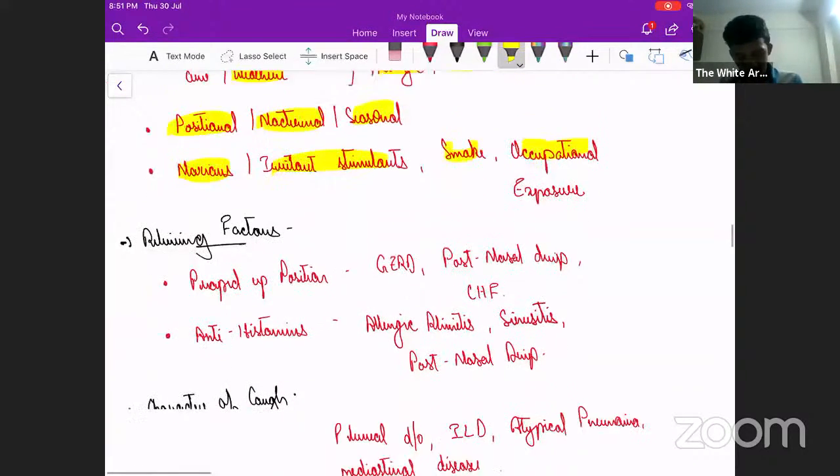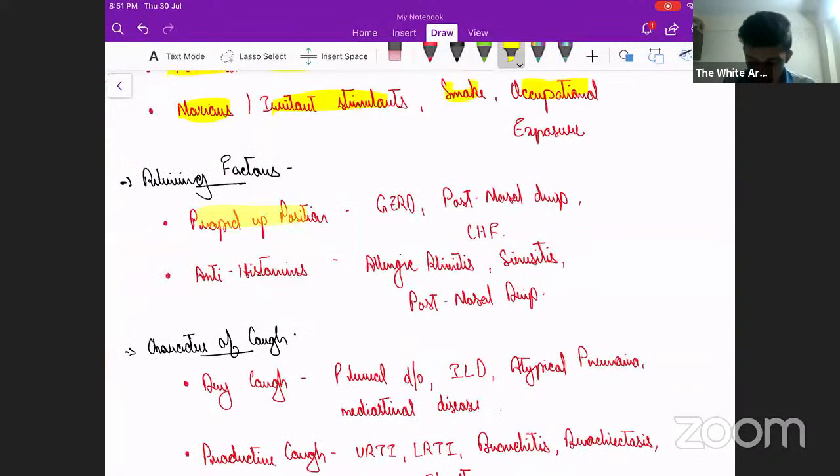So next is relieving factors. If propped up position relieves it, then you can think of GERD mainly, post nasal drip, and heart failure. If it is relieved with antihistamines, then we can think of any allergic rhinitis, sinusitis, post nasal drip, all these things respond to antihistamine very well.